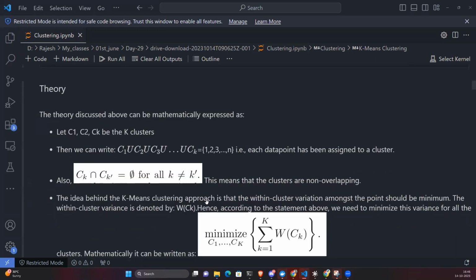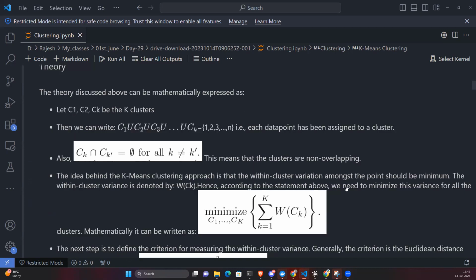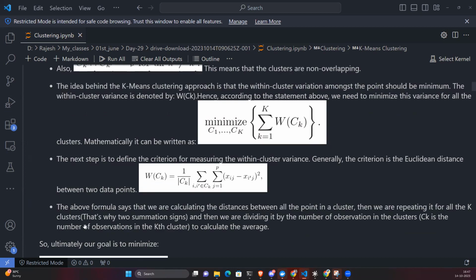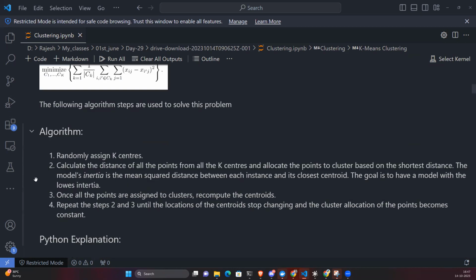The idea behind the k-means clustering approach is that the within-cluster variation amongst the points should be minimum, meaning inside a cluster the variation between the data points should be minimum, but between the clusters it should be very high. The within-cluster variance is denoted by W(C_k). Hence, according to the statement above, we need to minimize the variance, right? If we have to minimize this variance, it should be 0, right? But outside of the cluster, the variation should be very high.